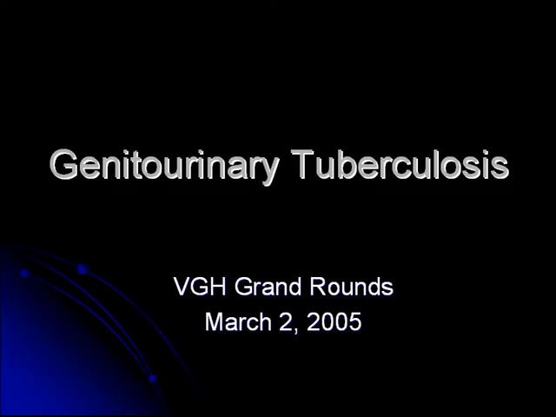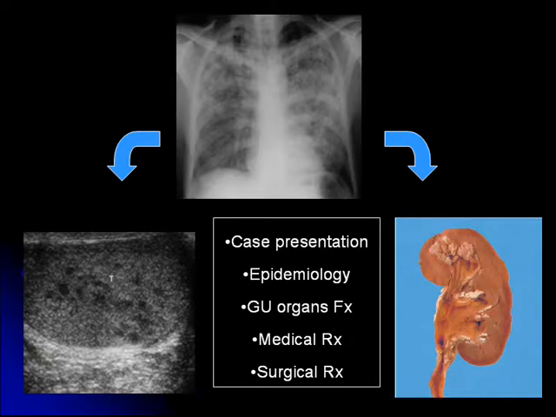So this morning's talk is on genitourinary tuberculosis. Tuberculosis is primarily a pulmonary infection. However, once the bacteria invade the lung, it does disseminate throughout the body and invades virtually every tissue in the body. And it does affect the kidneys and can lead to end organ damage in virtually all components of the genitourinary tract.